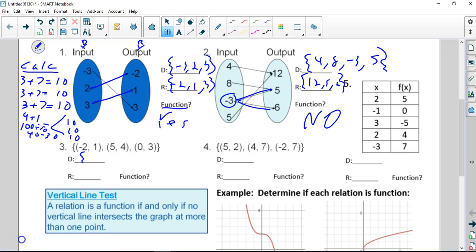Number 3. Now they're listed in traditional XY formation, so you just find all the x's: -2, 5, and 0. The range is all the y values: 1, 4, and 3. Well, -2 has one number, 5 has one number, 0 has one number. So yes, it is a function.